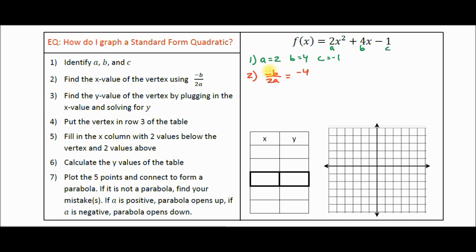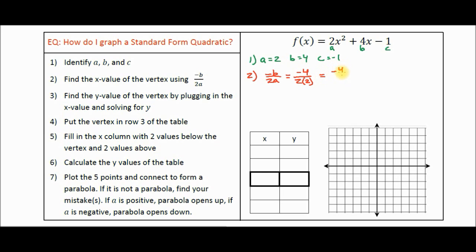We've been learning this all along in IM2. This negative sign does not mean that b is always negative. It means that whatever the b value is, you flip the sign. So negative b is going to be negative 4, and then 2 times the value of a, which in our case is 2. Let's go ahead and finish this.